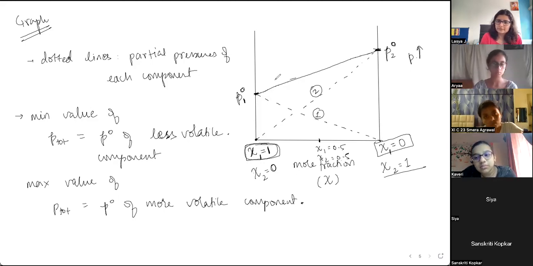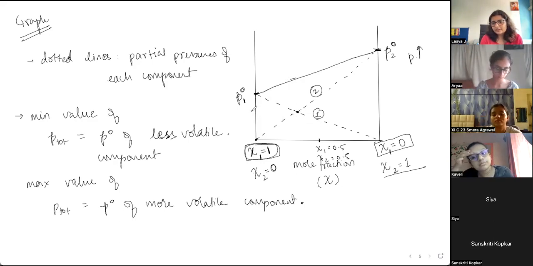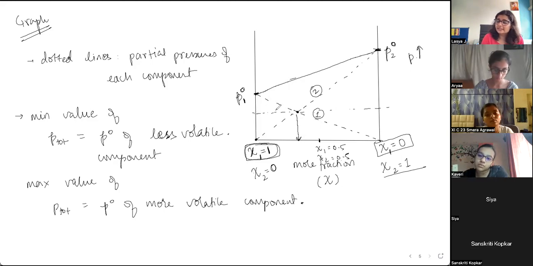Where the dotted lines are meeting, what's the significance of that point? So if you want equal vapor pressures from both, you can figure out at what concentration you are going to have equal quantities in the vapor phase for both. So P1 is equal to P2. So this is the point where P1 equals P2.